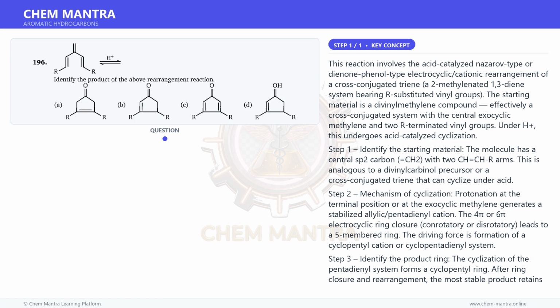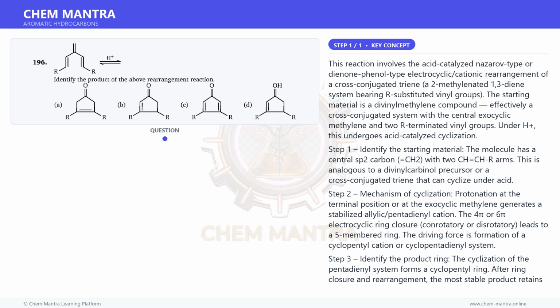Step 3. Identify the product ring. The cyclization of the pentadienyl system forms a cyclopentyl ring. After ring closure and rearrangement, the most stable product retains a single endocyclic double bond conjugated with the carbonyl, an alpha-beta unsaturated ketone, a cyclopentenone.